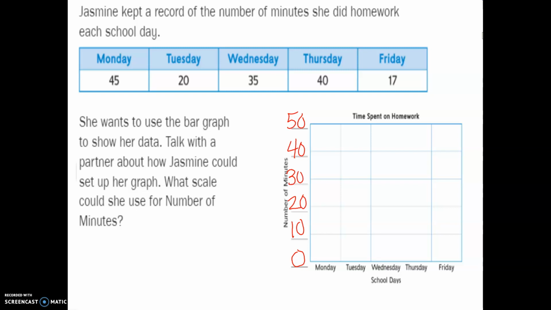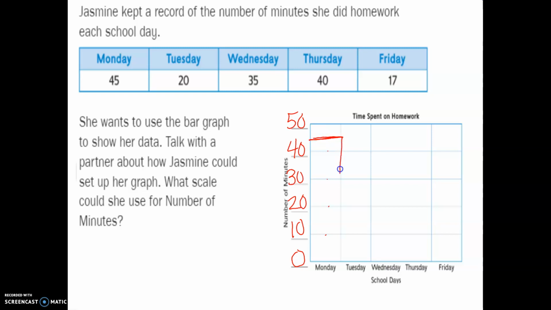So on Monday, she read for 45 minutes. Well, when I'm going up, here's 10, there's 20, there's 30, there's 40, but where's 45? Well, what do I know about what's in the middle of 40 and 50? In the middle of 40 and 50 is 45. So I say, just kind of eyeball it about where you think 45 would be.